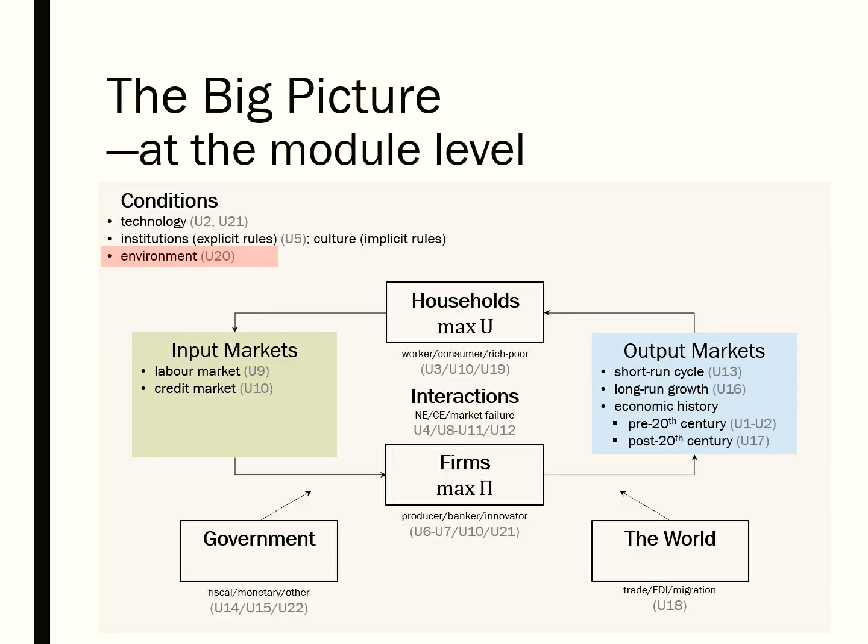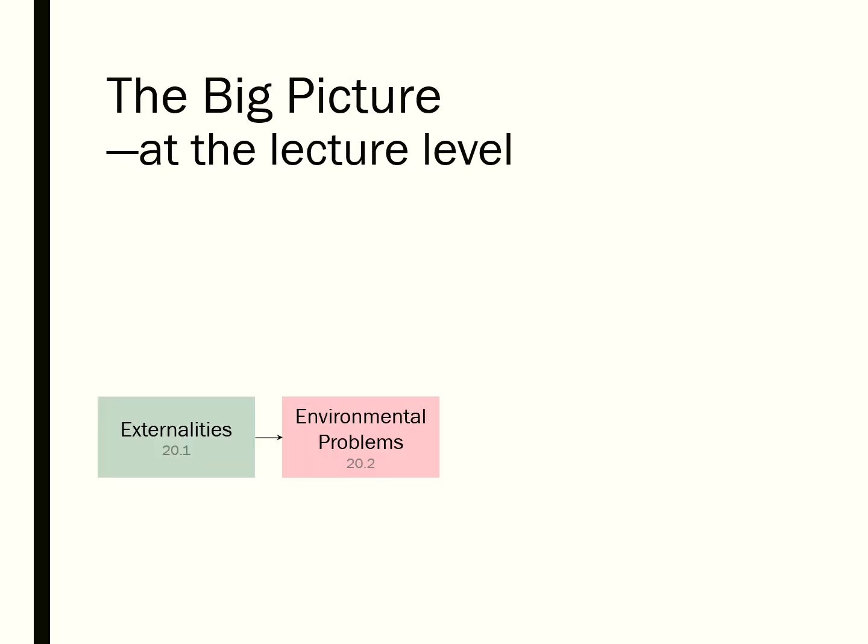In the big picture of the module, you can see that we are standing at one of the conditions facing the economy. It has wide impact on each component of the economy. In the big picture of the lecture, I summarize the relationship among the sections of Unit 20.